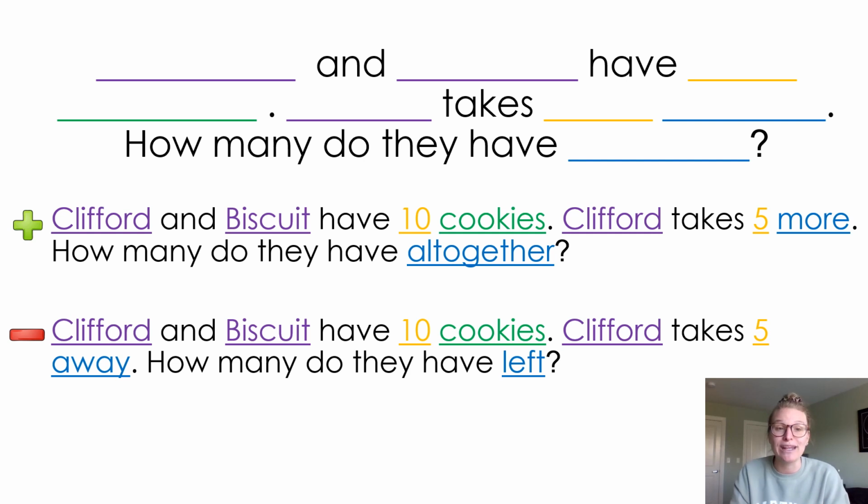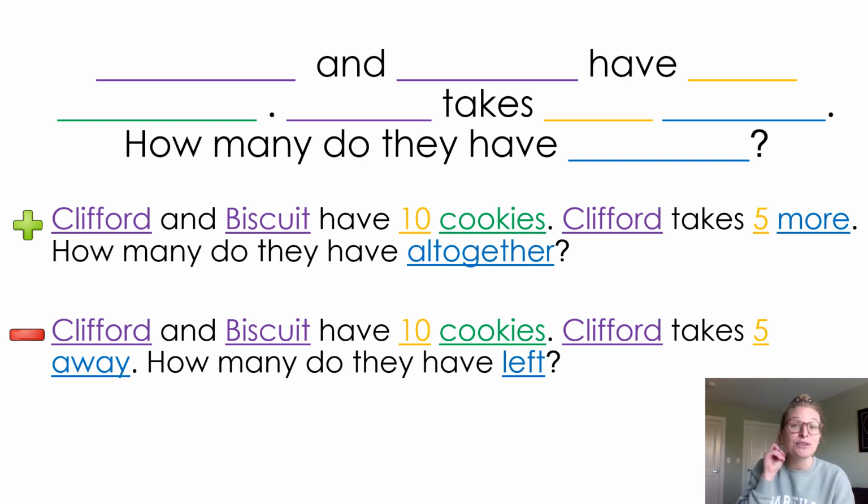And if you look at the screen, I have a plus sign and a minus sign. And those examples are showing you the words that I put into the sentence frame to make an addition word problem and a subtraction word problem. So I'm going to read both of these for you. Clifford and Biscuit have 10 cookies. Clifford takes 5 more. How many do they have all together?